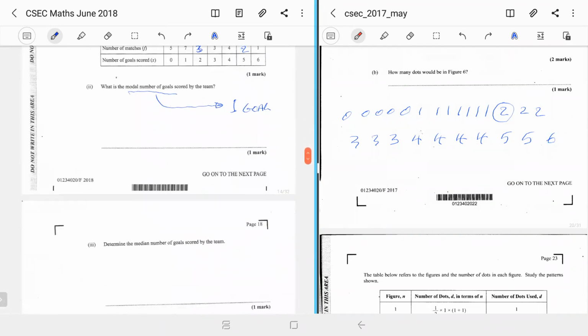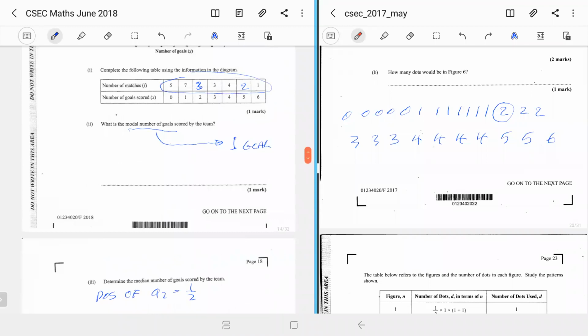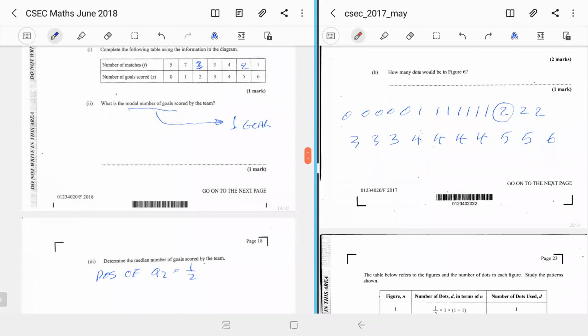I said the position of Q2 is half of the n plus 1 term when the data is ungrouped. Like it is here now, the data is ungrouped, it is not grouped. Half of the n plus 1 term, where n is 25, plus 1, is the median. That is the 13th term in the data.